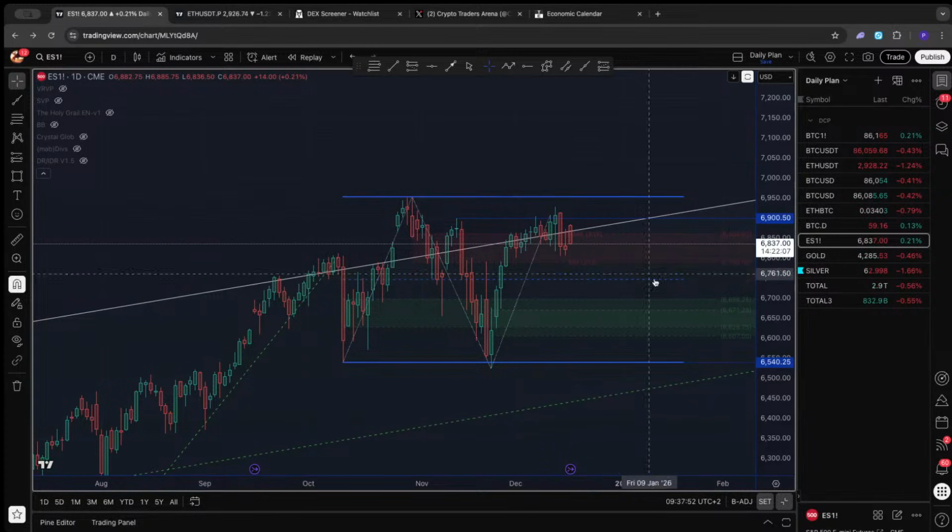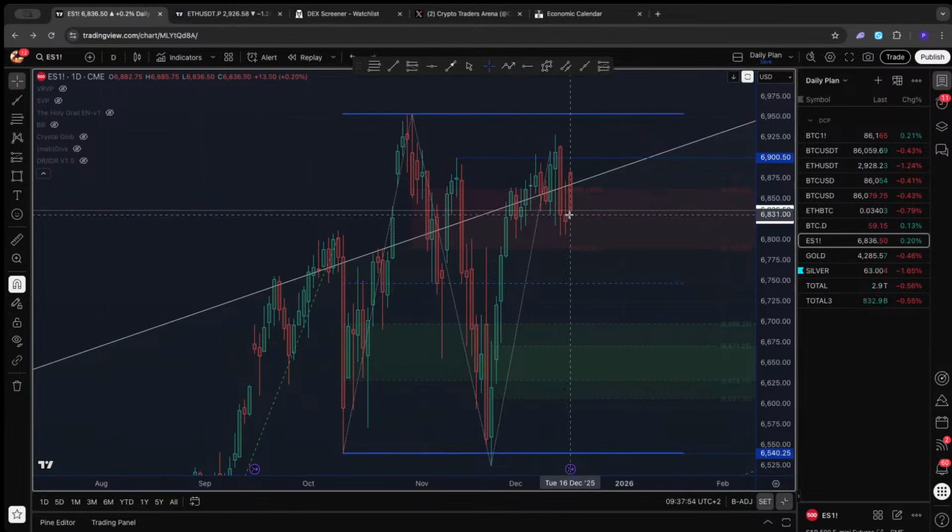You can see we are trying to close the gap we made overnight, huh? Because we closed the market here and we opened all the way up there. That was a gap. Now it's closing that gap.